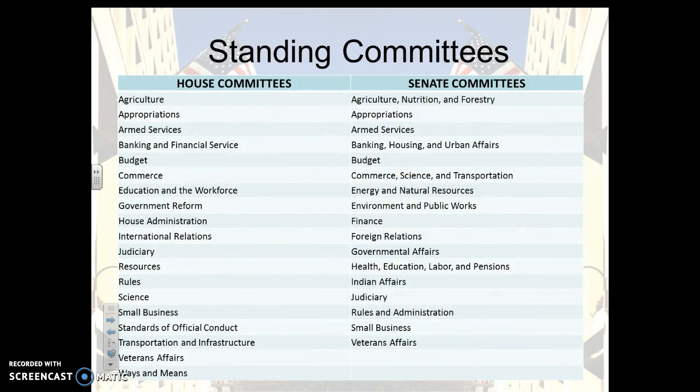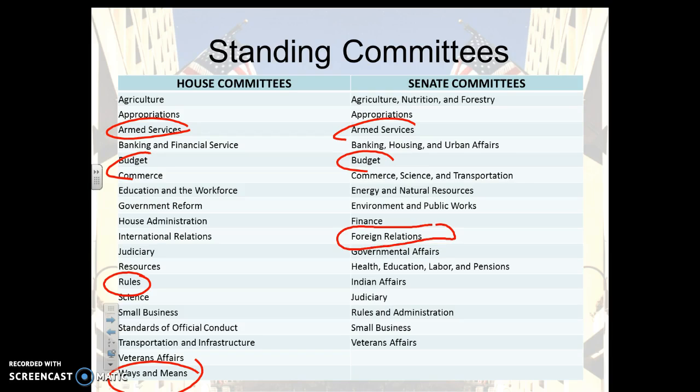So standing committees. These are all of the standing committees. And if I was going to say which ones are at the top, armed services is always there or thereabouts. Budget's always quite important. Things like rules, I just mentioned that one earlier, and ways and means. Now that's another very, very important House committee. Over here, finance, foreign relations, very, very important, and the judiciary. These are particularly important because there are special things there.